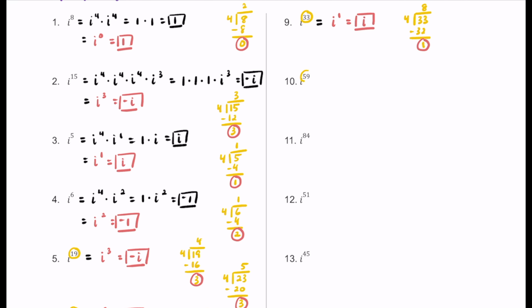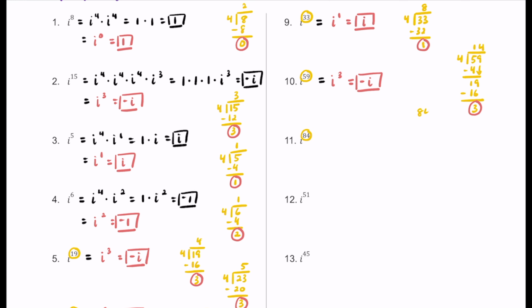For number 10, we have i to the 59th power. Definitely don't want to write out all the i to the 4th powers that fit inside of that one. So if we divide it by 4, that should save us some time. 4 fits into 5 one time. 1 times 4 is 4. We get a remainder of 1, bring down this 9. 4 times 4 would be 16, and we get a remainder of 3. So we could fit in 14 of those i to the 4th powers, and all we'd be left with is i to the 3rd power, right? Now i to the 3rd power, or i cubed, is equal to negative i, and so that's what this would simplify into.